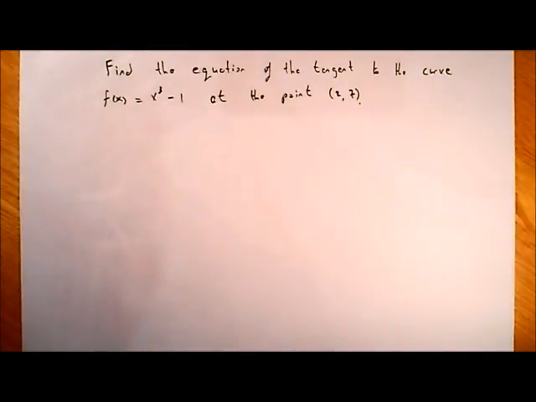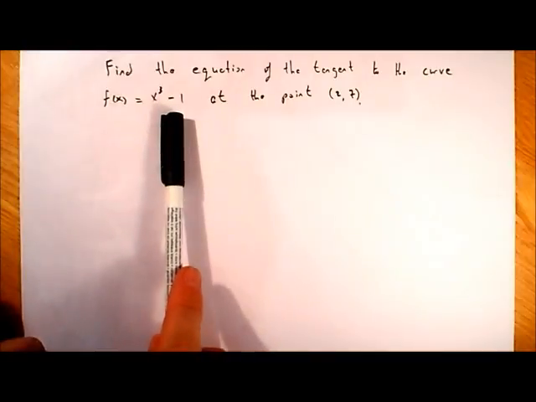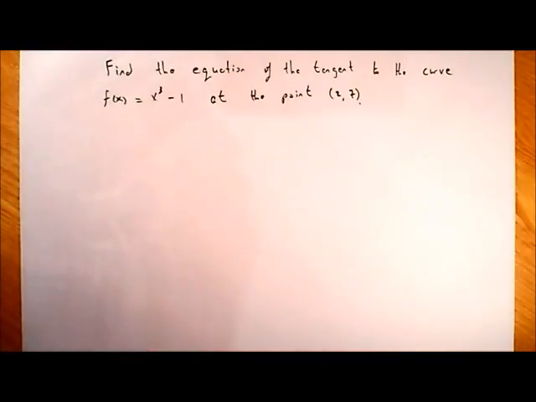Let's have a look then at a typical but fairly straightforward question involving tangent. So, the question is, find the equation of the tangent to the curve f of x equals x cubed minus 1 at the point 2, 7.